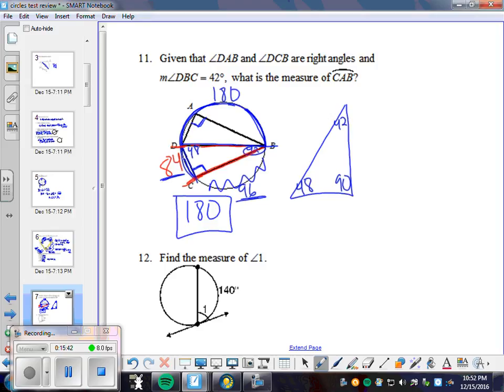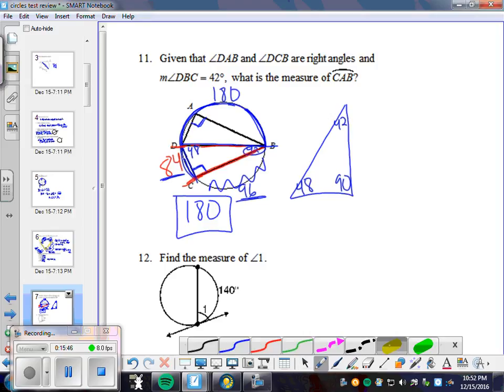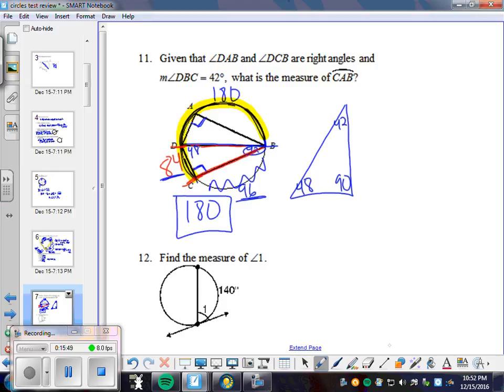So now we need CAB. So I know this whole part, I'm going to do that in green, this whole part is 180. So now I add the 84 to it. So 180 plus the 84 would give me my answer, which is 264.